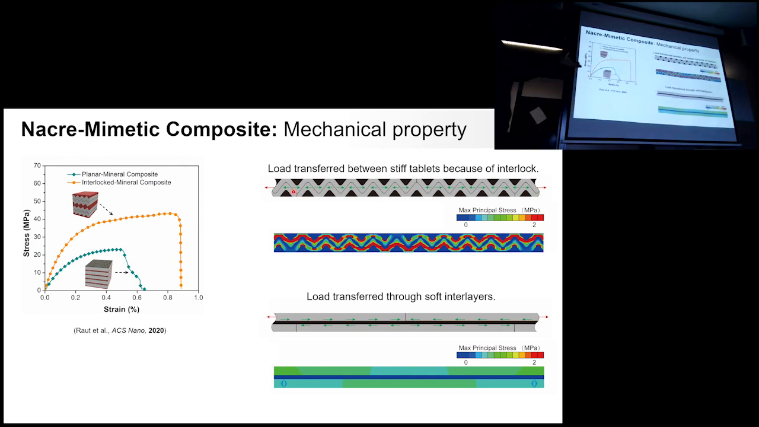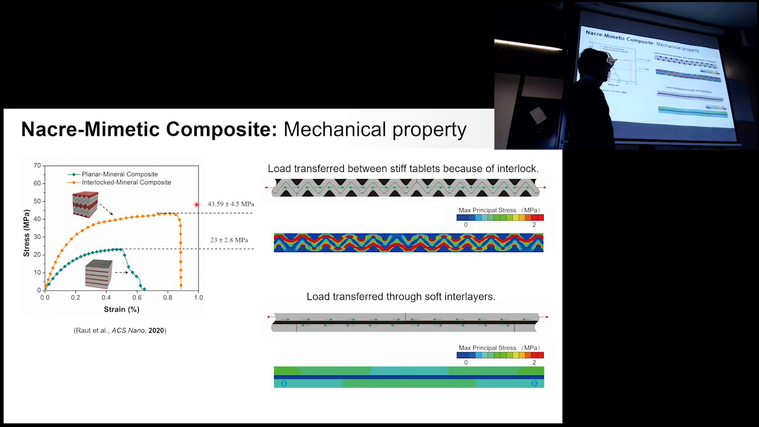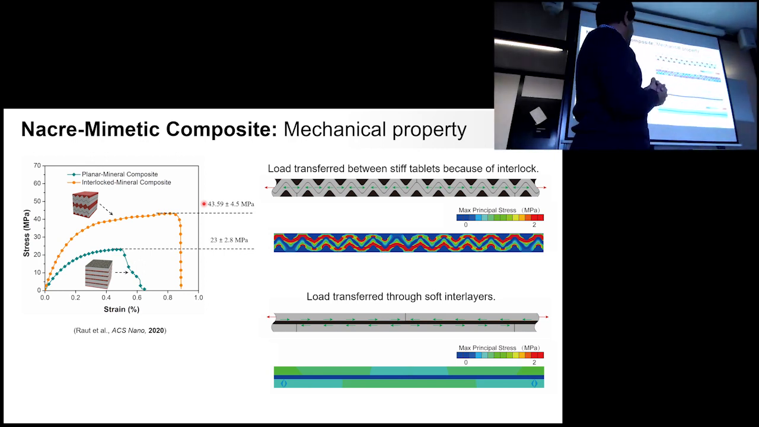We performed a lot of finite element analysis of the structures that we made, and clearly we see the tensile strength of this interlocked composite is about 43 megapascals, which is almost twice that of the planar mineral composite, right? A composite with plain minerals. What's the real nacre? Nacre is about 70. Yeah, it's incredible.